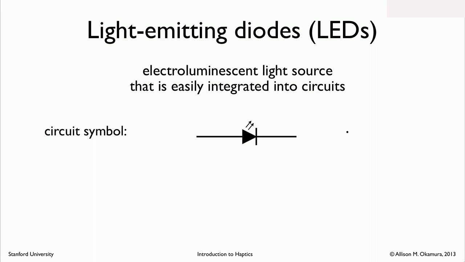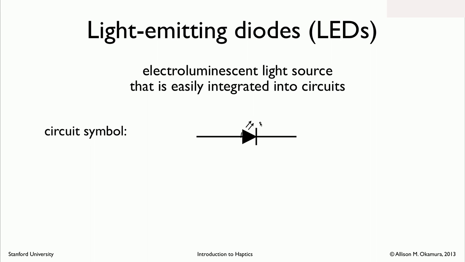So the circuit symbol you want to look for an LED looks like this. It's an arrow with a line on the right-hand side, and not always, but sometimes, to represent that it's not a regular diode but an LED, they'll show little light rays shooting off of it.